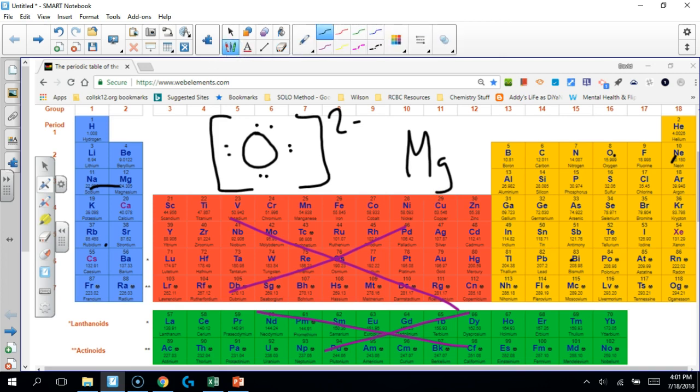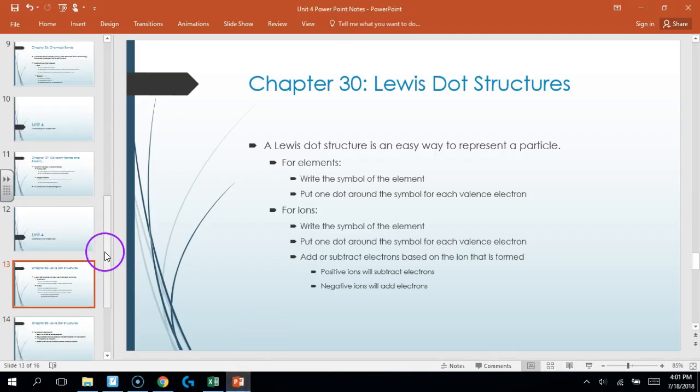Any ion that you make has to have brackets around it. And now what was the charge? Well, we lost 2, so it's going to be 2 plus. Hopefully your pluses look a little bit better than that one. So ions are represented with brackets, and we represent the number of electrons with dots, just like in Lewis dot symbols.